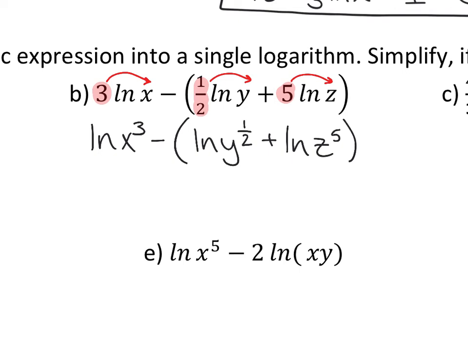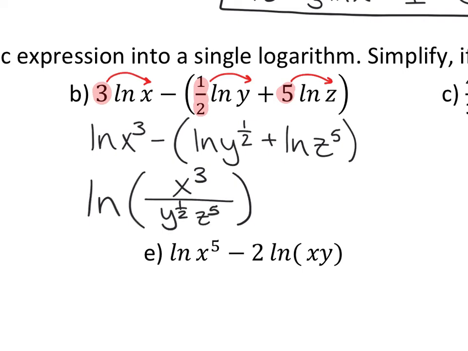If we do what we just said, where we have one natural log and anything that's positive goes in the numerator, anything that's negative goes in the denominator, well, that x to the 3rd power is definitely positive. But then this negative is affecting both of these terms. So they both go in the denominator. So I'd have y to the 1/2 times z to the 5th because they're added, which means I'm going to multiply them.